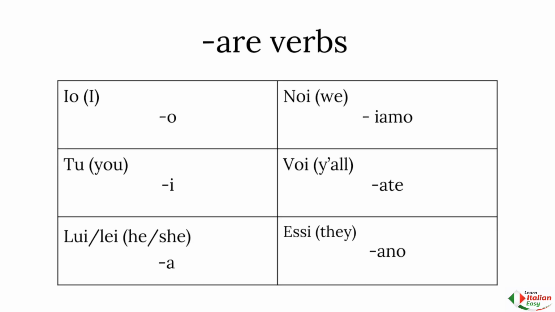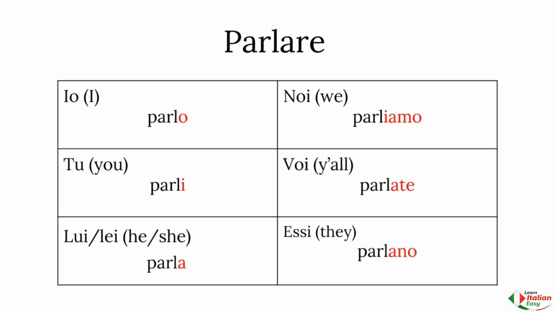Let's start with the verbs that end with are. So this table is a little bit a review of the desinences that you need to attach to the verb root. So do you remember them? O, i, a, iamo, ate, ano. For the verbs belonging to the first group. So the group that ends with are. Okay? First example, parlare, to speak or to talk.